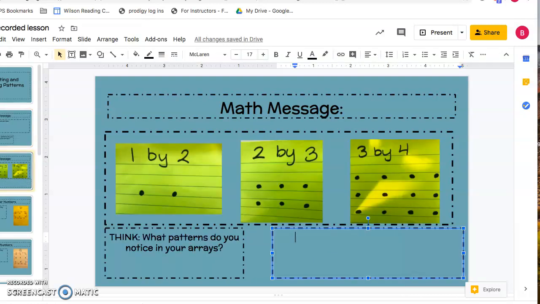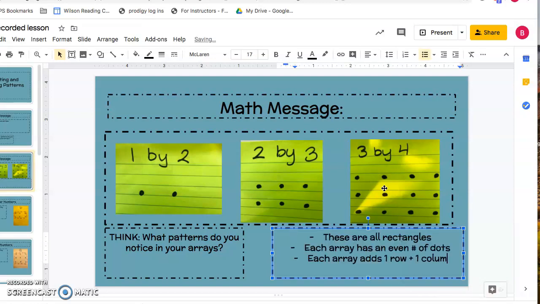Okay, so when creating our arrays, you probably created something similar to this: a 1 by 2 array, a 2 by 3 array, and a 3 by 4 array. But now let's think, what patterns do you notice in your arrays? Well, some patterns that I was noticing is that they're all rectangles. I was also noticing that each array has an even number of dots.